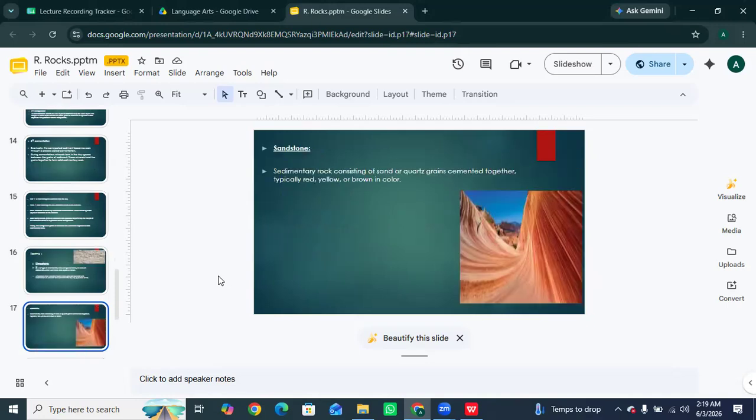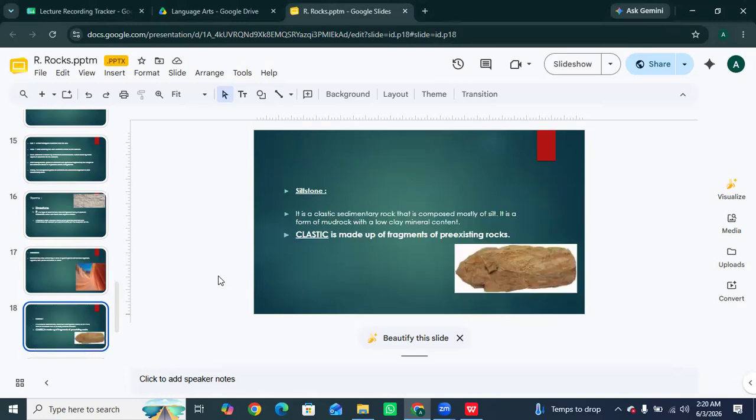Okay. So the next one is sandstone. Sedimentary rock consisting of sand or quartz grains cemented together, typically red, yellow, or brown in color. So sandstone is a sedimentary rock made of sand or quartz grains glued together. It is usually red, yellow, or brown. And sandstone is exactly what it sounds like: millions of tiny grains of sand naturally glued together into colorful rock walls.